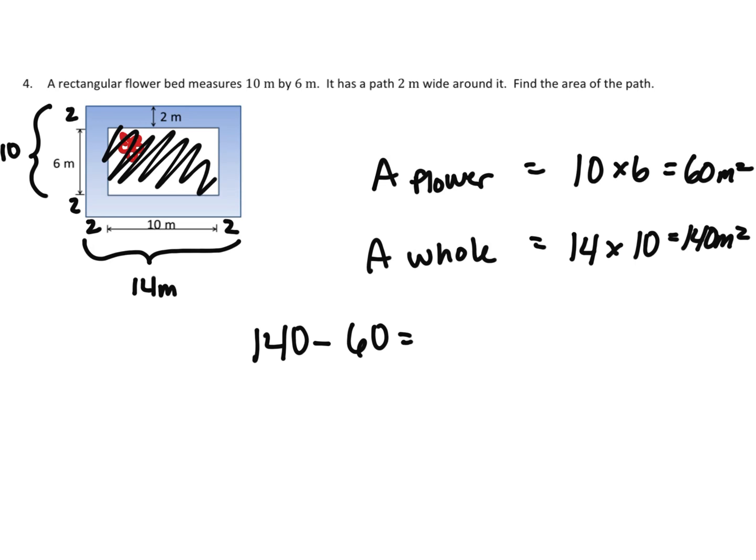140 minus 60 is 80. So 80 meters squared.